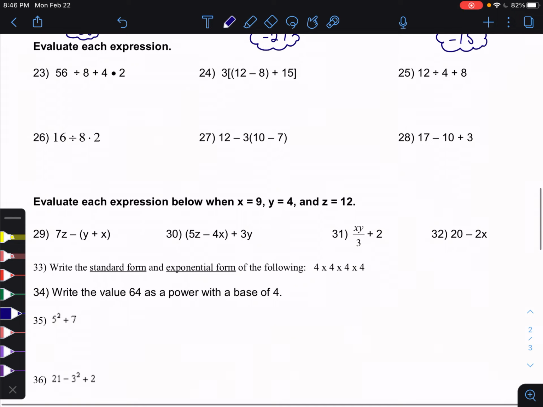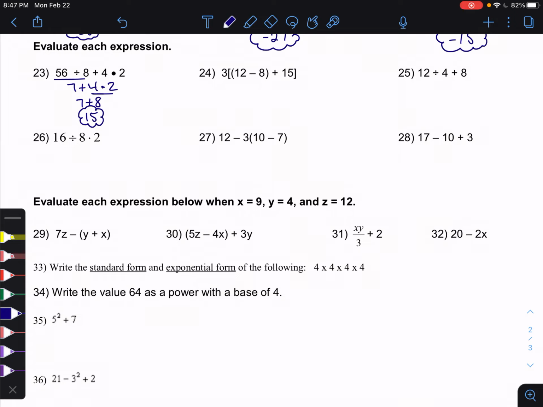Number 23 is just order of operations. So 23 through 28 are going to be our PEMDAS or GEMDAS, however you would like to say it. So I've got 56 divided by 8 first, which is 7, plus 4 times 2. Then I'm going to do 4 times 2, so 7 plus 8, and 7 plus 8 is 15.